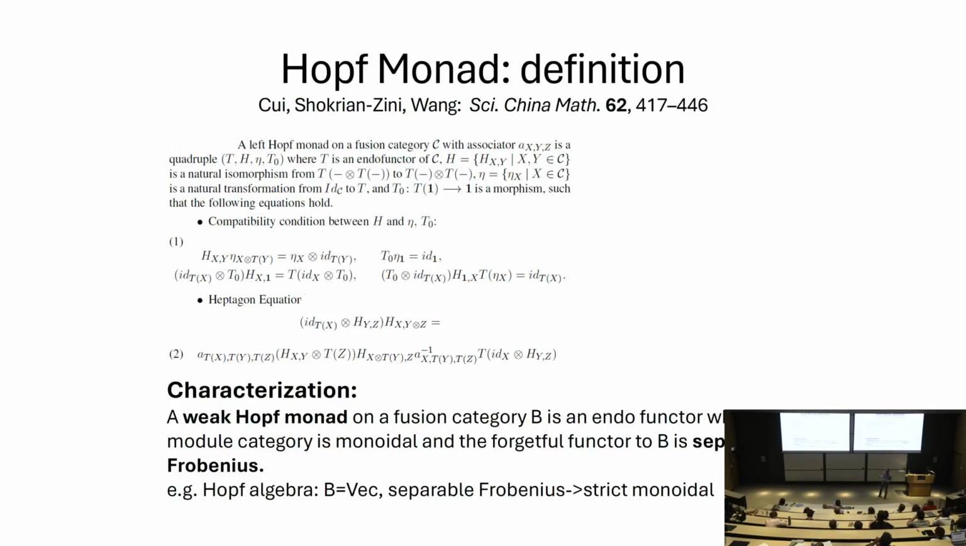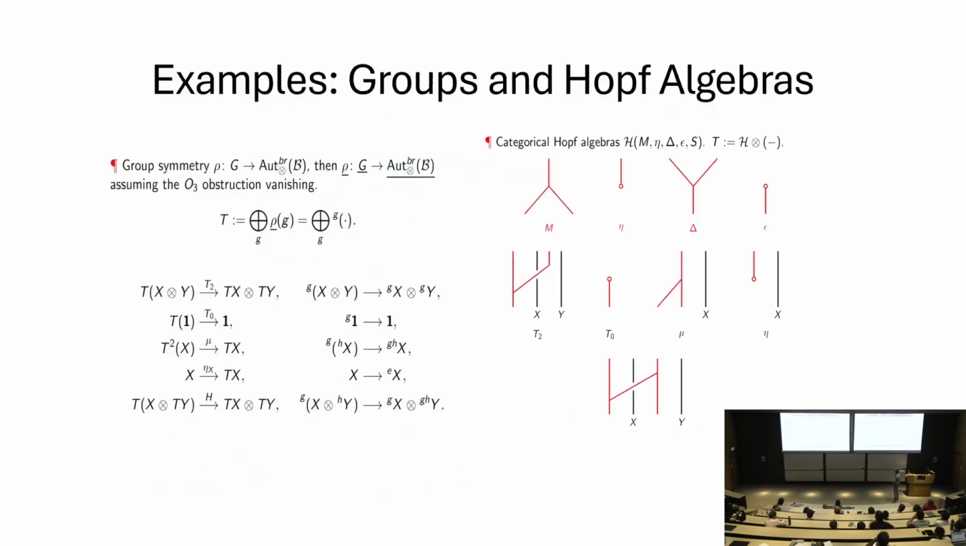The paper did only Hopf monad. We didn't do weak Hopf monad. So that's what it is. And now examples. The first example is the group. For a group, remember, the symmetry means that for each group element, you have a tensor functor from the category to itself. And the Hopf monad you get, you just add them together. Yeah, that's your Hopf monad.